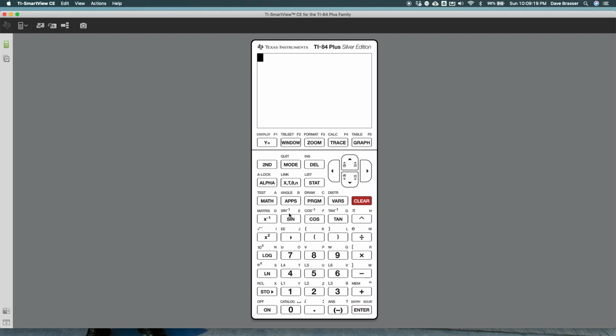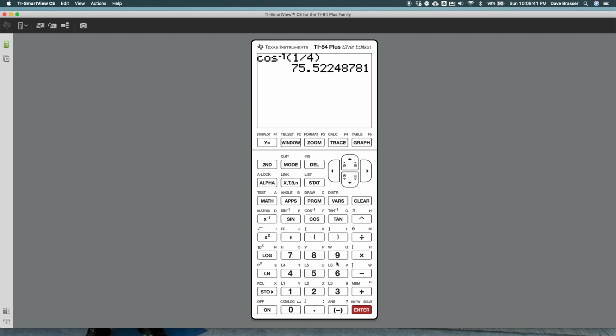To get to those, I wish it was color coded on this screen, but it's not. That's okay. We'll do second, and then press the cosine button, and then it says inverse cosine. And then we're going to do 1 divided by 4. I'm going to close my parentheses just to be consistent. And I'm going to hit enter, and it gives me 75.522, etc.